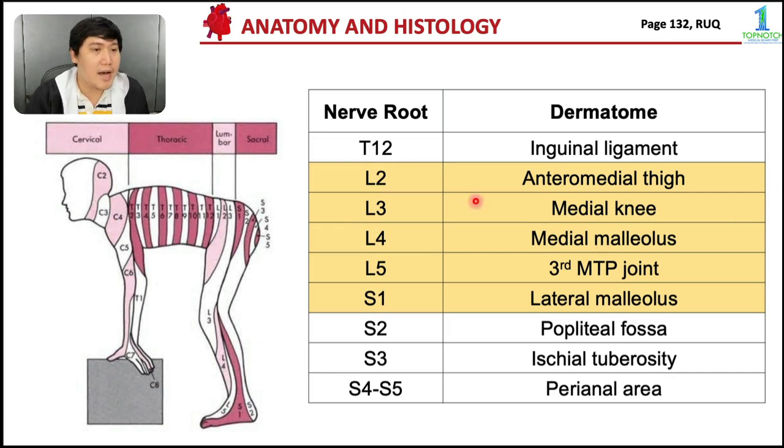In the lower extremity, just memorize: L2 is anteromedial thigh, L3 at the medial knee, L4 at the medial malleolus, L5 at the third MTP, S1 at the lateral malleolus.